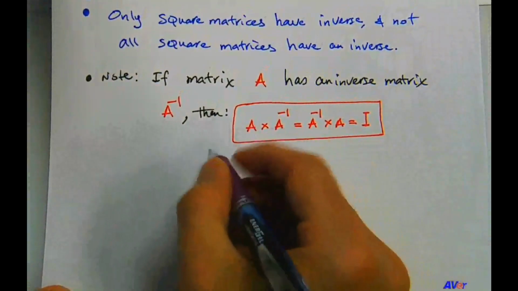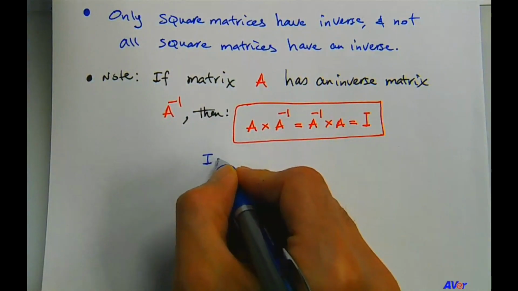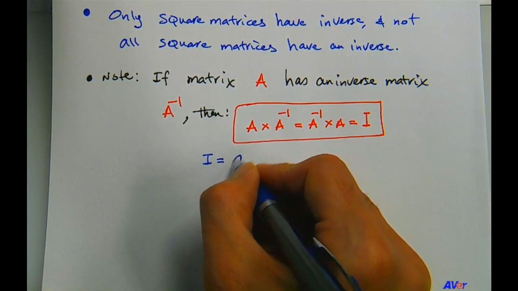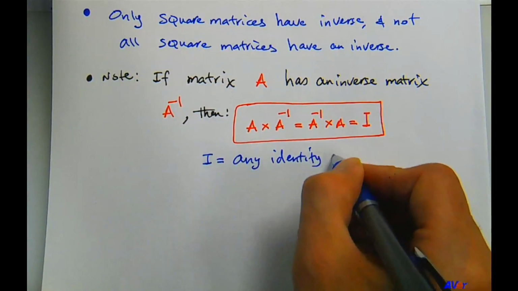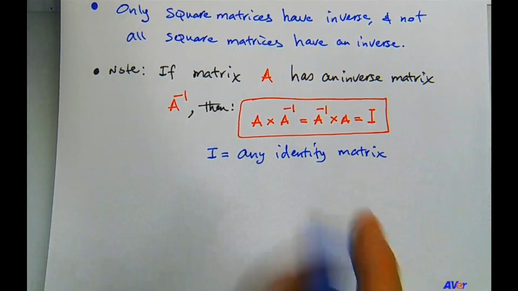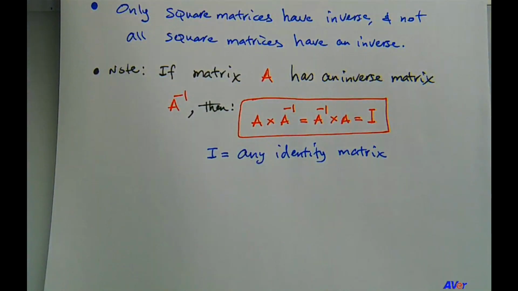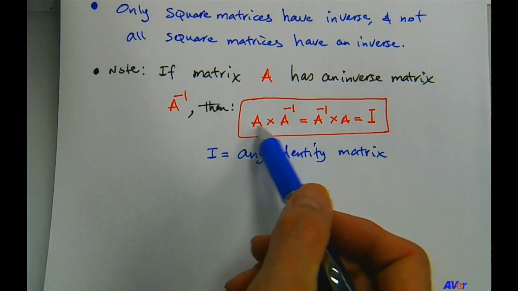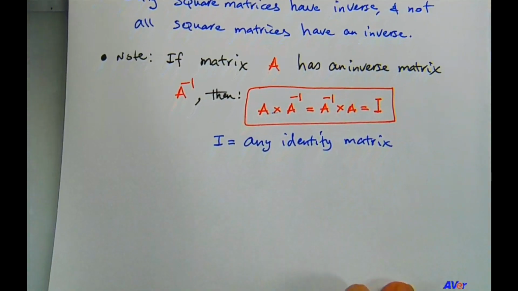So let's describe I. So I is any identity matrix. So if these two matrices that are inverses of each other are 2 by 2 matrices, then the identity matrix will be a 2 by 2 matrix as well. If these two matrices are 3 by 3, then the identity matrix will be 3 by 3.